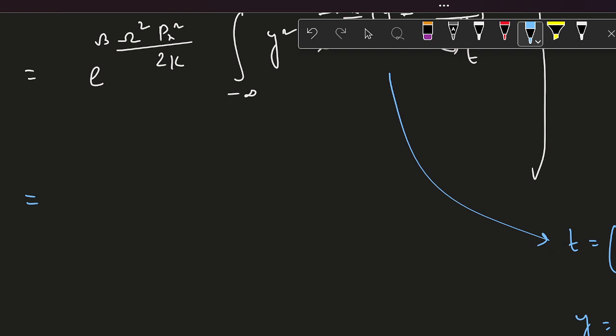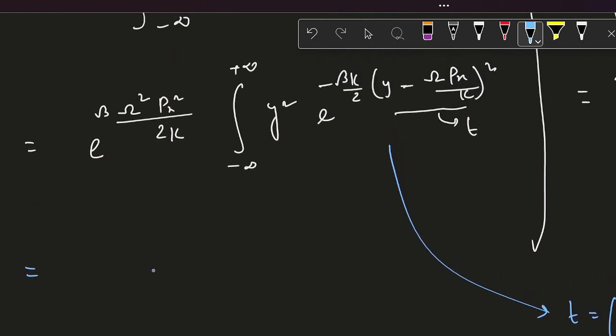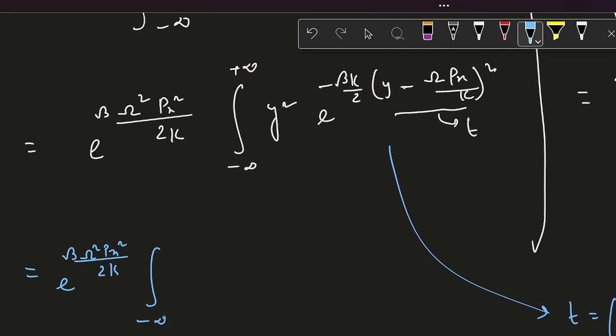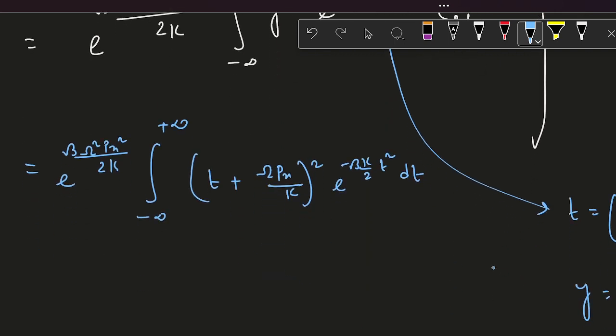And your dy is equal to dt. So this integral becomes, in the new variable, this constant leaves outside, square by 2k, then minus to plus infinity, y squared you have to put t plus omega px by k, whole squared, then e to the power of minus beta k by 2 t squared dt, right? So you just have a change in variable from y to t.